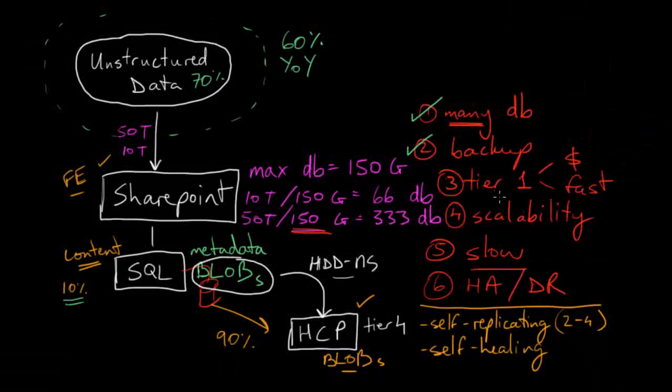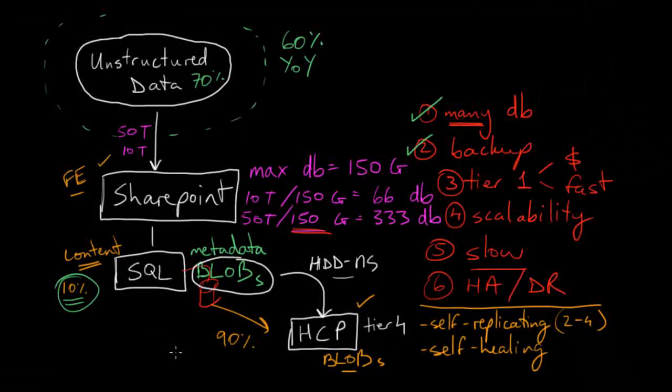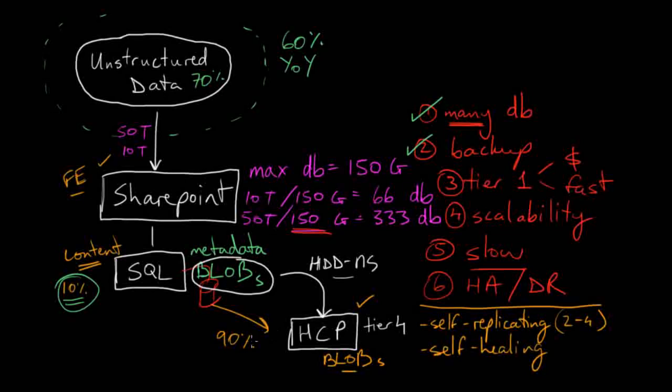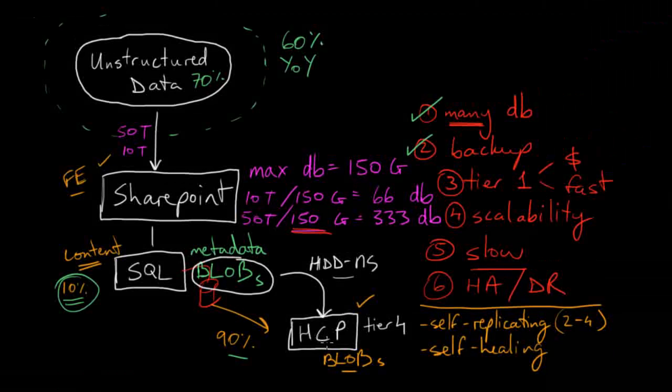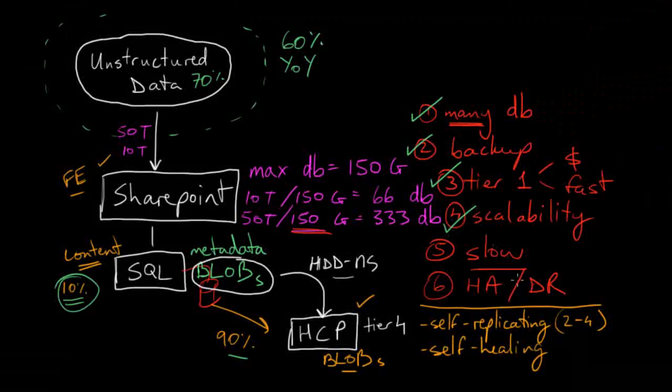Third issue is that we had SQL store everything on tier 1. Has that changed? No, it still stores content on tier 1, but it now only needs to store 10% of the content on tier 1. 90% of the content has been shuffled to tier 4. Okay, so we now get huge cost savings with our storage because of this. Related to that was the concept of scalability. Well, scalability has now been fixed as well, because again, we've massively reduced the number of databases that we had.